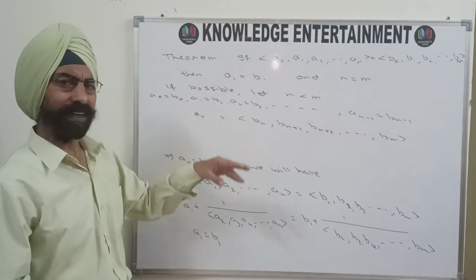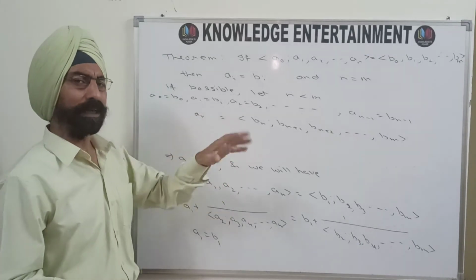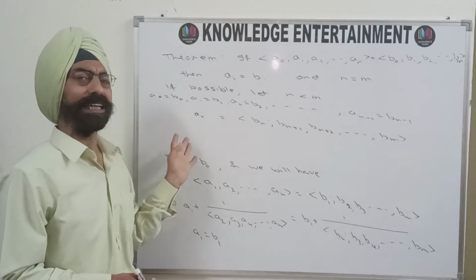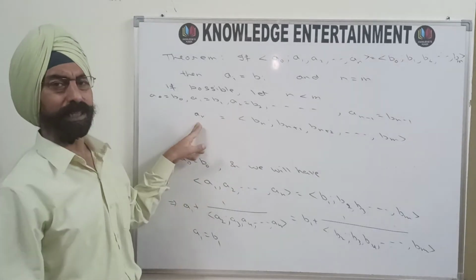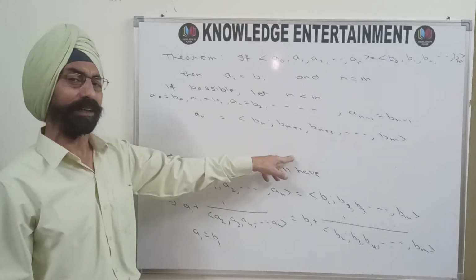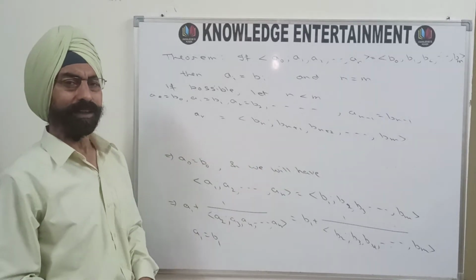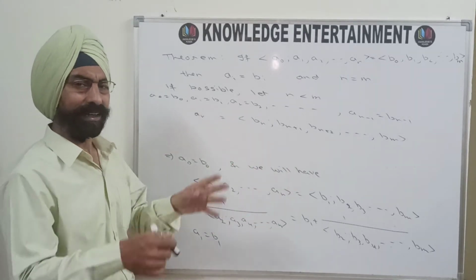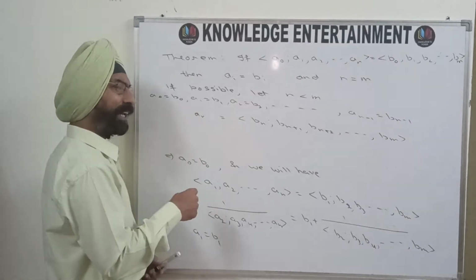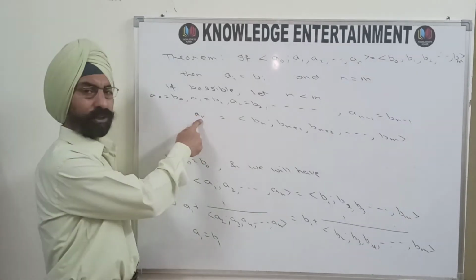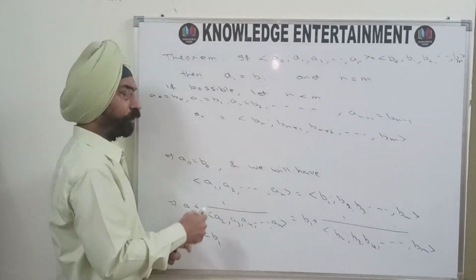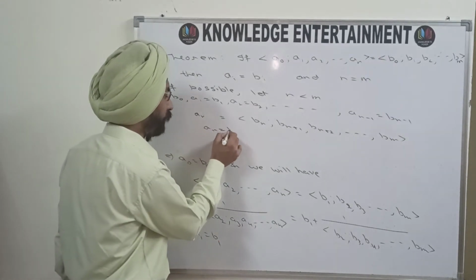Because otherwise, if n is not equal to m, that means we are taking that n is less than m. Your left hand side will be an integer and right hand side will not be an integer, which is a contradiction. So to make these two sides equal, n must be equal to m, and n is equal to m, as well as your integral part on the left hand side is equal to the integral part on the right hand side. That means an is equal to bn.